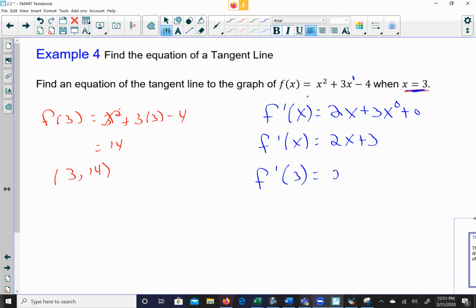And when I do that, I end up with 9. So my slope is 9. So the derivative gives me the slope. It's equal to 9. And when I substitute that 3 into the original equation, it gives me the point.